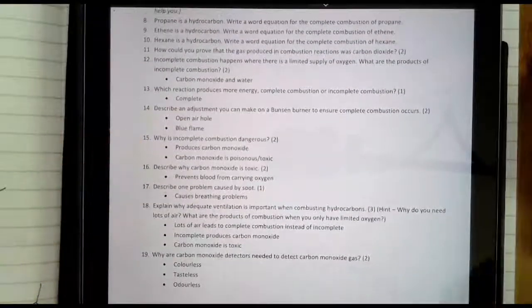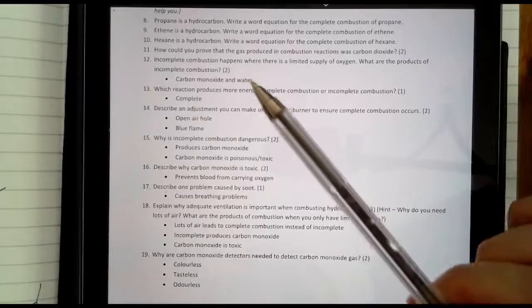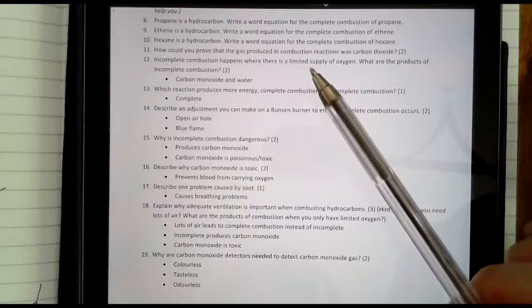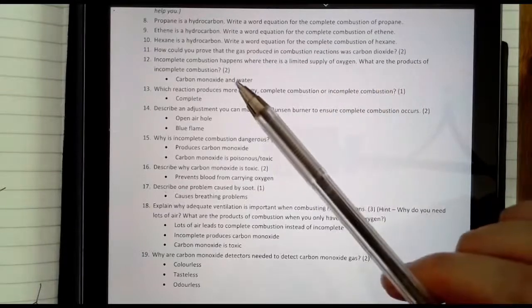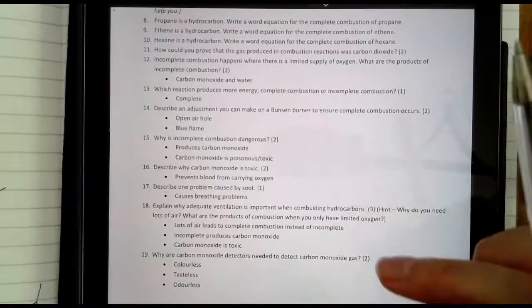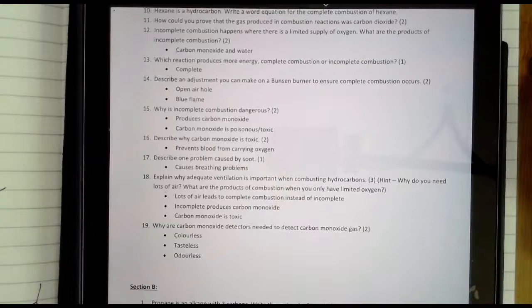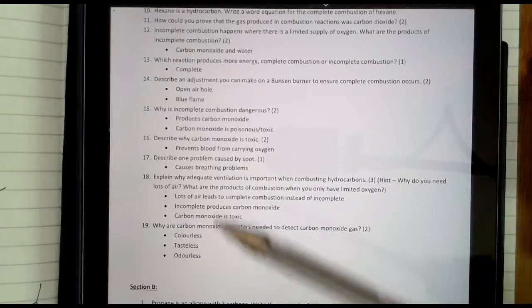So just know the difference between complete and incomplete combustion. Know what the products are. So if it's incomplete and you've got limited oxygen, you're going to get carbon monoxide. If it's complete with lots of oxygen, you get carbon dioxide. You're always going to form water. They're both exothermic reactions. Combustion is always going to release energy. Complete combustion releases more energy than incomplete.